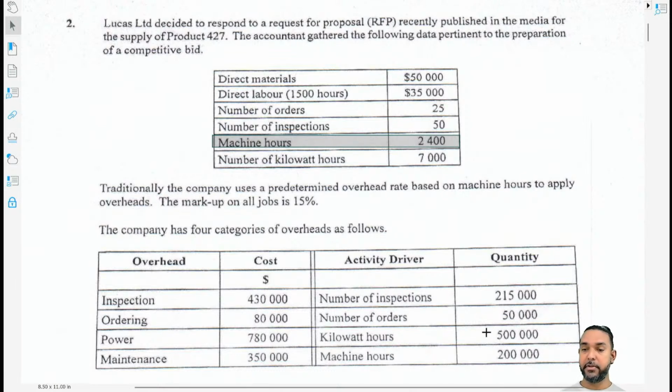Oh, sorry, not that one. Wow, I was really misleading you all there. This one down here, sorry about that. So you're going to add up all of these, divide by the 200 and get the overall rate. Sorry, yeah, this 2400 here is the machine hours specific to product 427, so that's what you multiply the rate by to get the overheads applied. And you're going to add up the 50, 35, and what you get for the overheads to get the total cost incurred. Then you're going to find 15% of that cost as the markup and add it onto the cost.